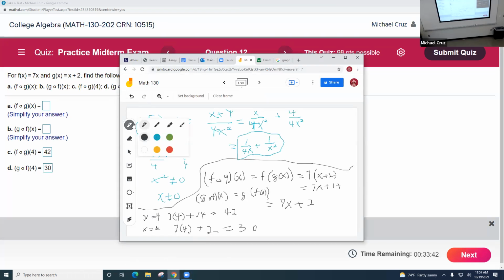In this case, see, this was the fog one, and this is the golf one. Okay.